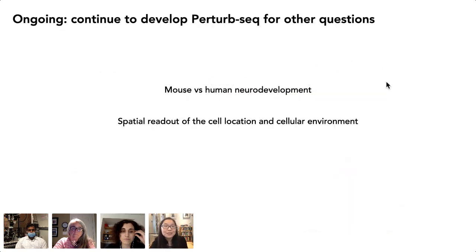I will spend maybe one slide talking about ongoing efforts to continue developing functional genomics, because clearly there are a few points I didn't address in the first Perturb-seq project. First, mouse and human neurodevelopment are very different. Humans have more neurons and a much expanded upper layer cortex that recently expanded in evolution. Is there any human-specific feature that we are not capturing in the mouse experiments? And second, by dissociating these cells in the brain, we lose the spatial readout of where these cells are and who their neighbors are.